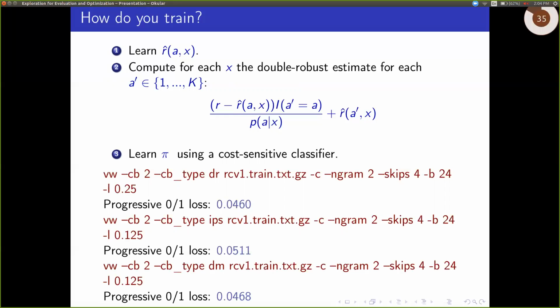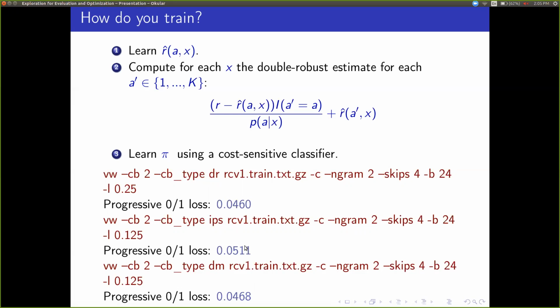Okay, so I just showed you these examples running. The double robust, if you tune the learning rate, performs slightly better than the direct method, but not very much. It's very similar. The inverse propensity score is a little bit worse.